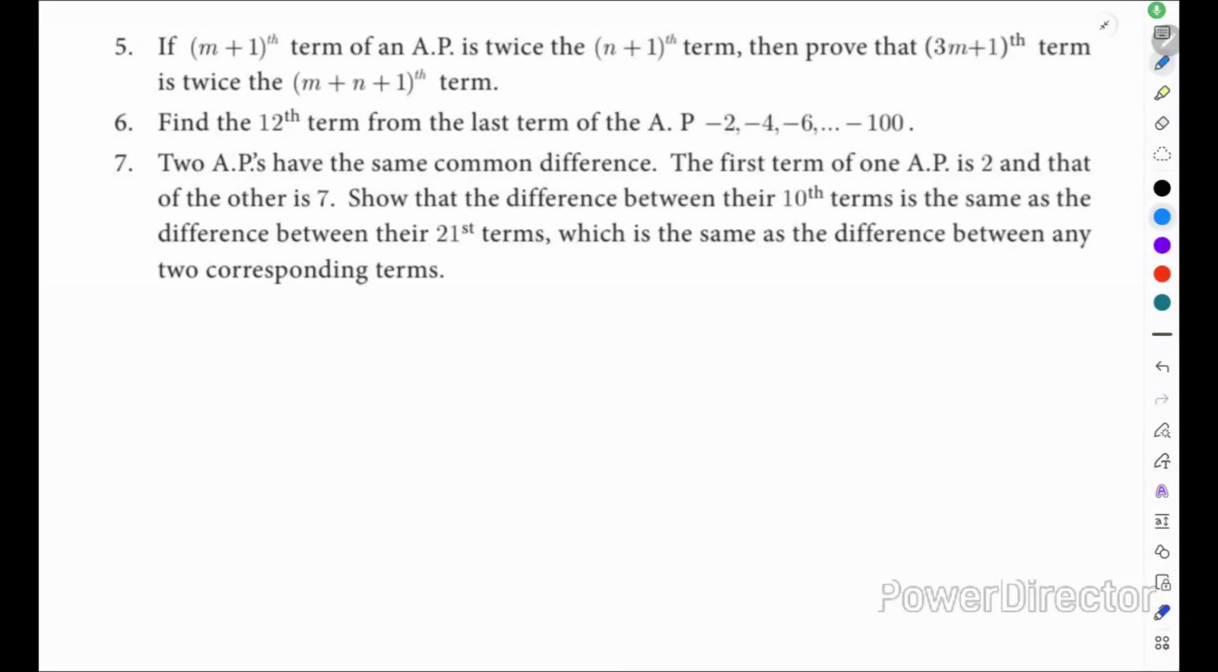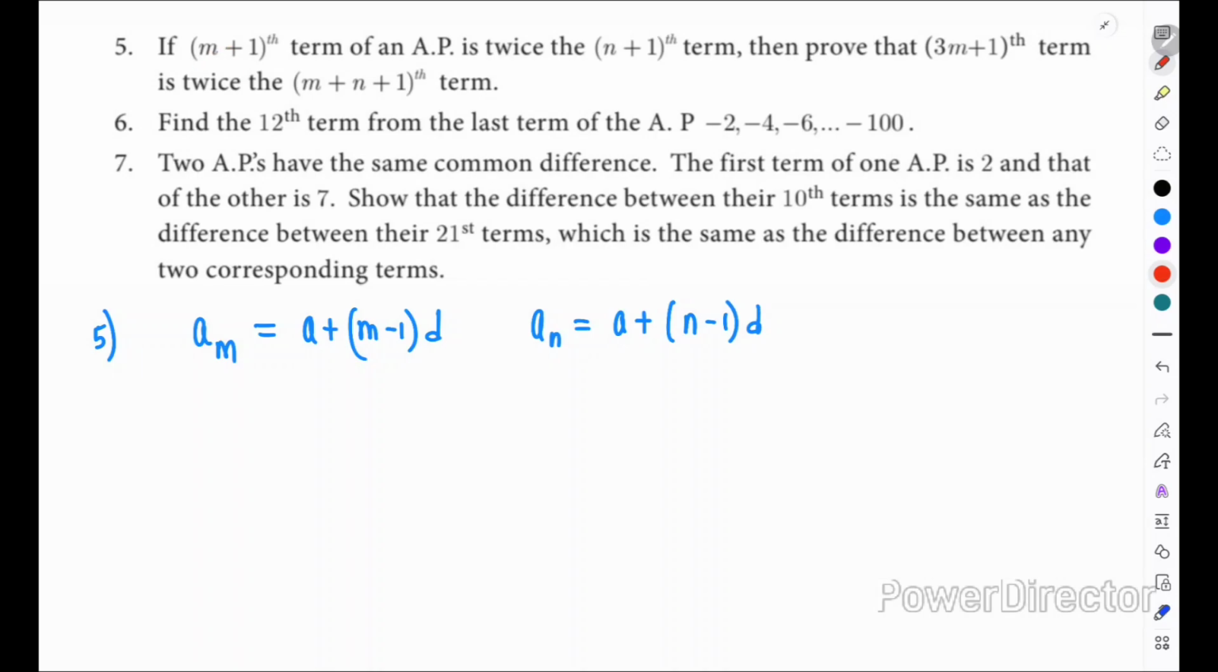So now let us try to solve question number 5, which is: if the m plus 1th term of an AP... So first of all, we should know what is a_m. How do you write a_m? a plus (m minus 1) into d. In case it was a_n, then you will replace the m as n, that is a plus (n minus 1) into d. That's it. So that's the first step.